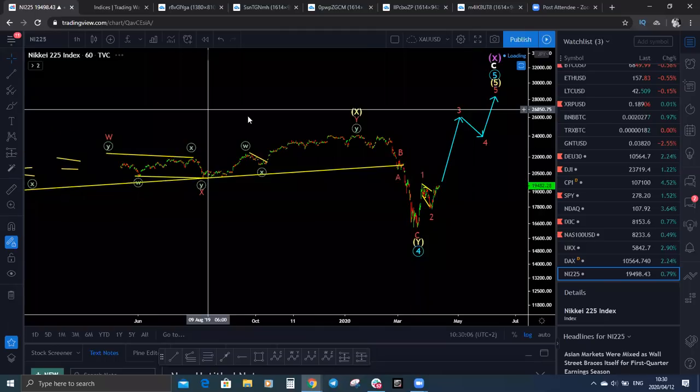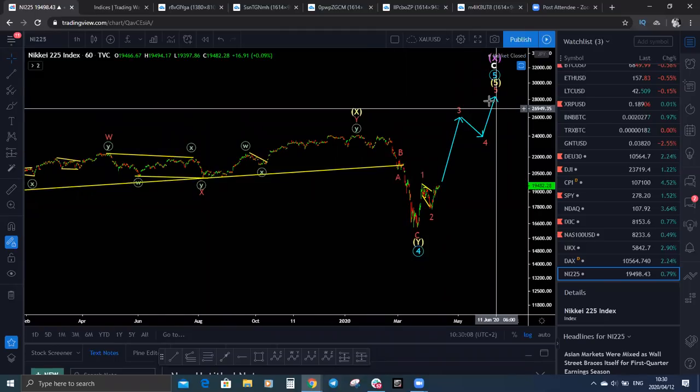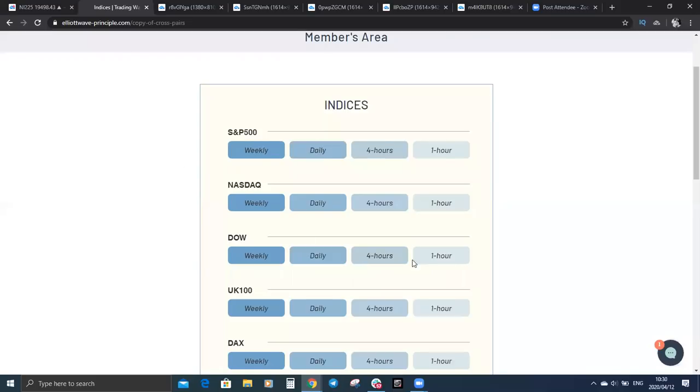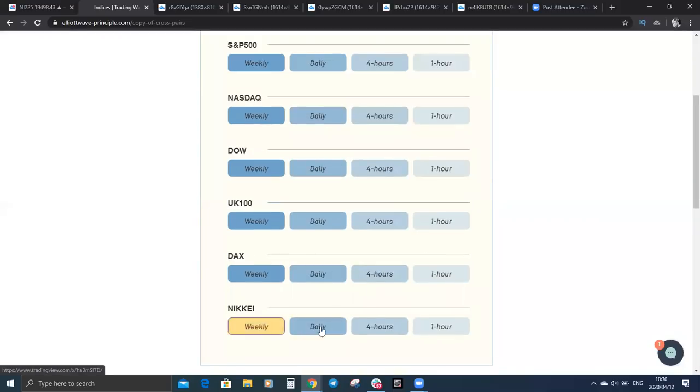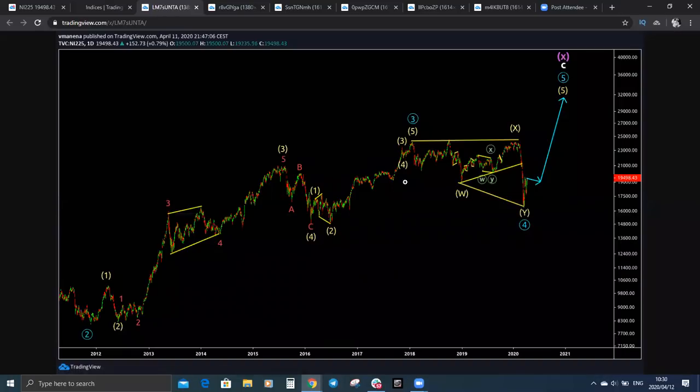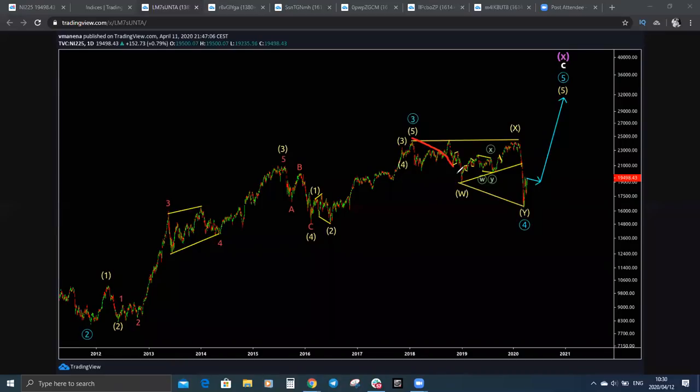The reason why we've got 1, 2, 3, 4, 5 for the Nikkei, let's have a look at what the structure looks like on the Nikkei on the daily. It's not making an impulse to the upside. Let's have a look. So we have made a corrective structure that is 3 waves down, 3 waves up, and an impulse. This actually should be an ABC structure in yellow. The correct way for this is to be an ABC structure.